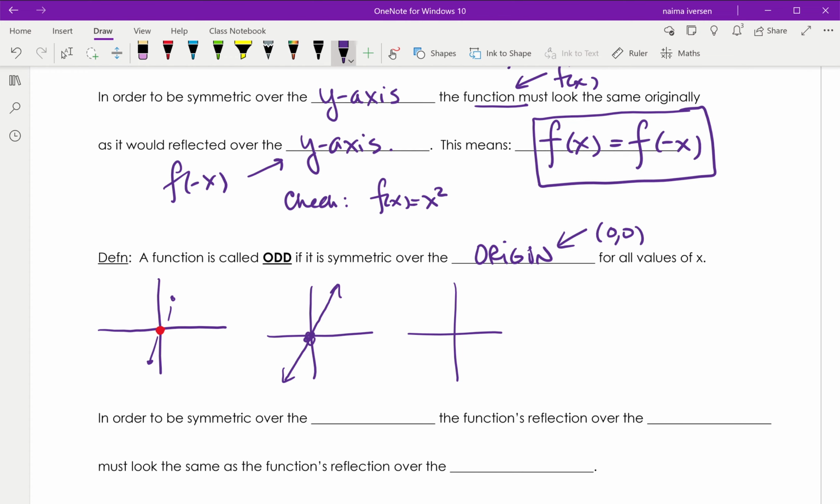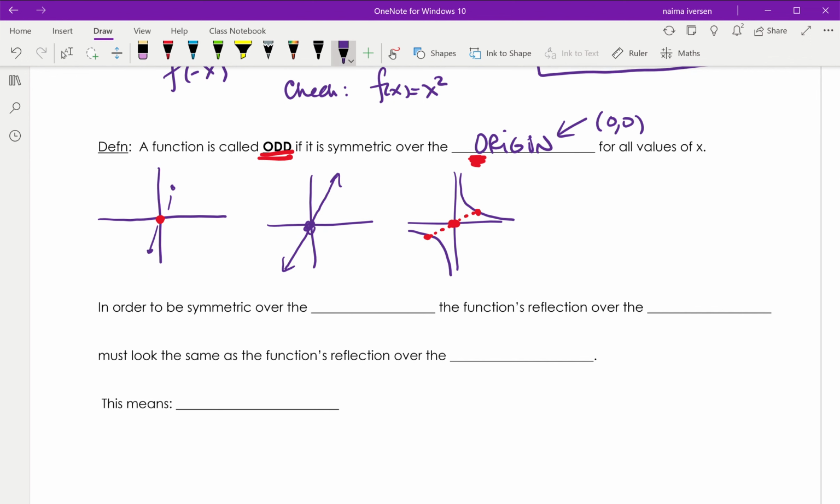You could think of a reciprocal function. A reciprocal function is symmetric, so you can see that any point that you pick here would be symmetric across the origin. So odd functions, origin, they start with an O. That's kind of a nice way to remember it. And what happens is that in order to be symmetric over the origin, odd function, the function's reflection over the x-axis must look the same as the function's reflection over the y-axis. Now let's just see if that's true.